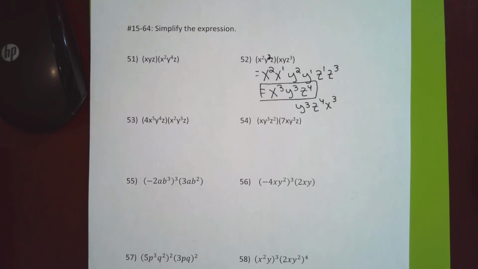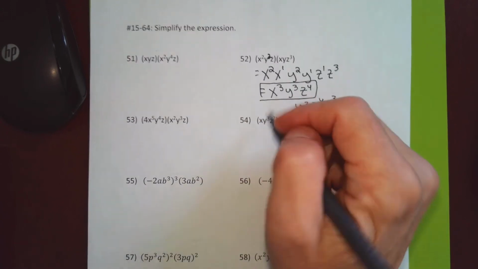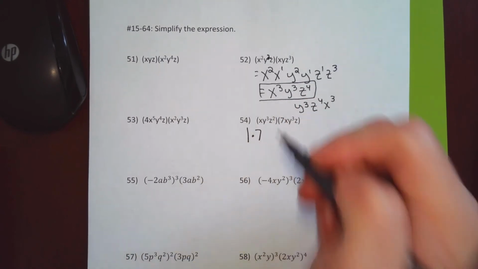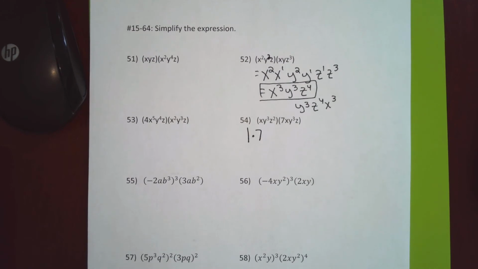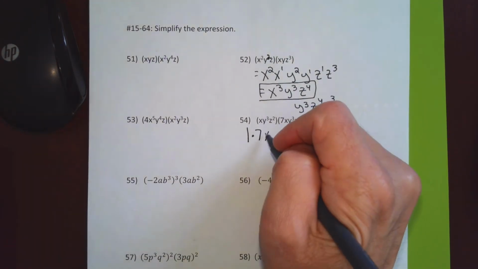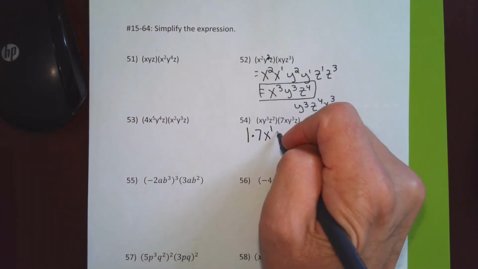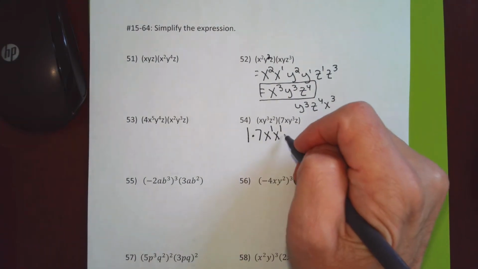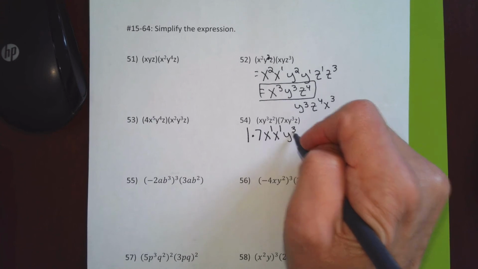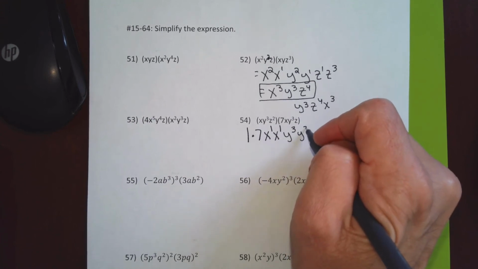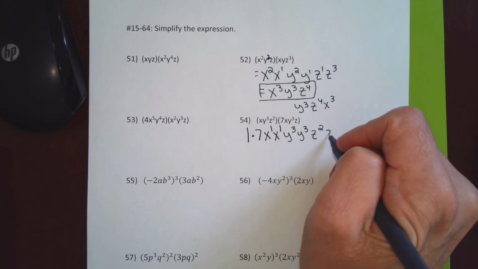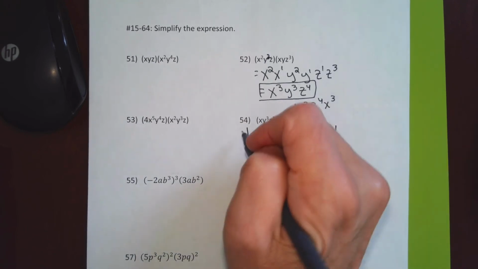In problem 54, the first parentheses has a 1 that I'd multiply by the 7 in the second parentheses. The first parentheses has an x to the first that I'm going to multiply by the x to the first in the second parentheses. Then the y cubed in the first parentheses times the y cubed in the second parentheses. The z squared in the first parentheses times the z to the first in the second parentheses.